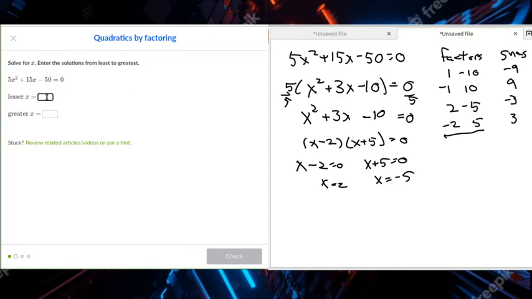I want the lesser one. The lesser one is going to be the negative 5. Even though 5 is bigger than 2, negative 5 is smaller than negative 2. Negative 5 is also smaller than negative 2.